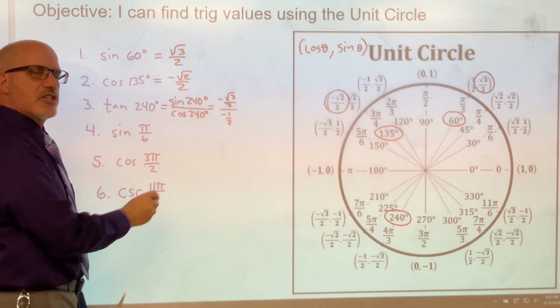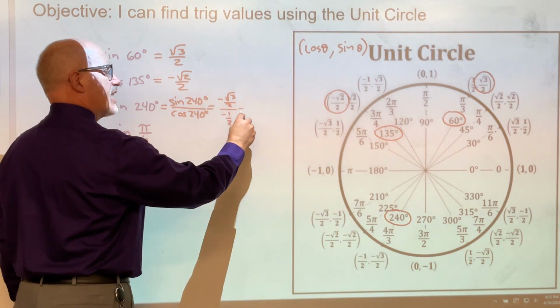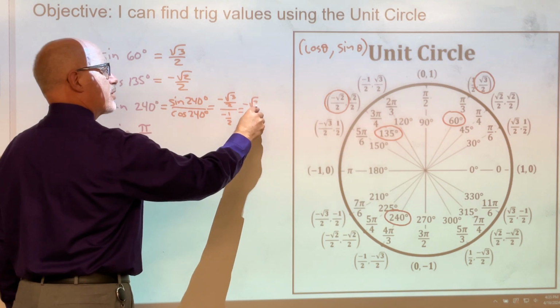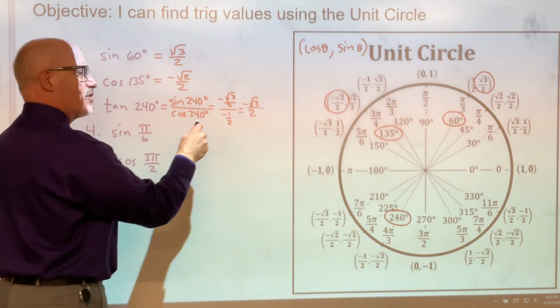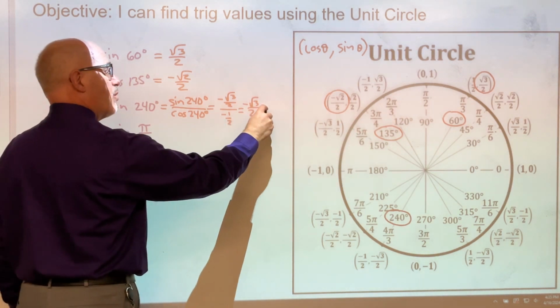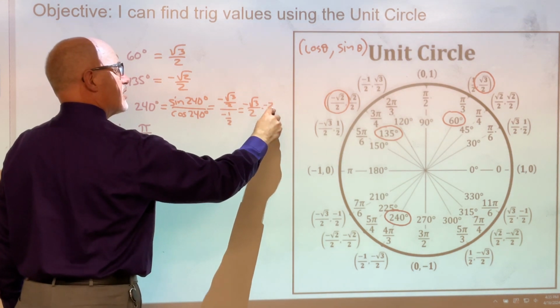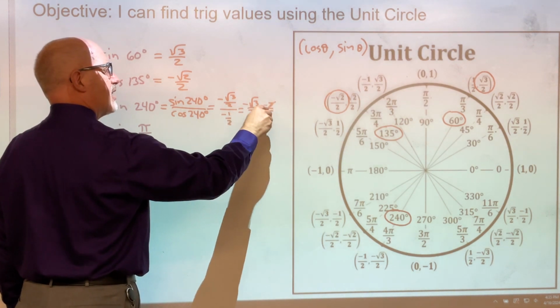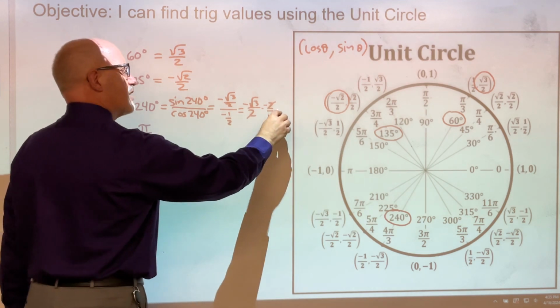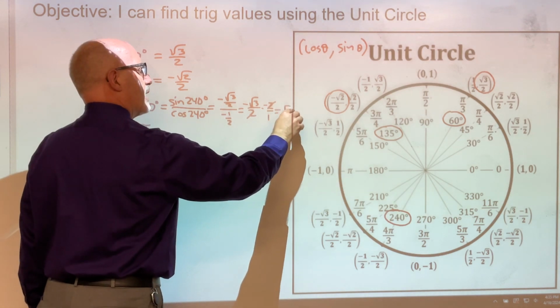When I've got a fraction over a fraction, I multiply by the reciprocal of the denominator. So I'm going to make that a negative 2 over 1. The 2's cancel, the negatives become a positive, and so I just get square root of 3 for my answer.